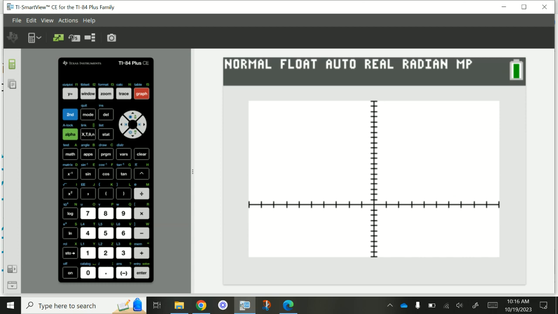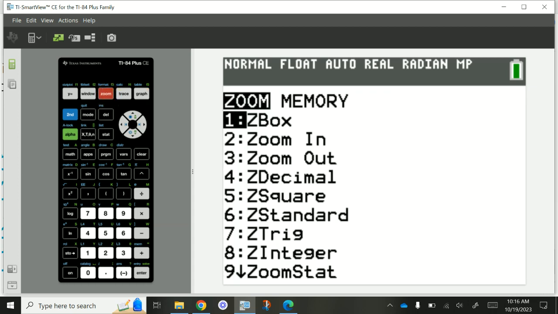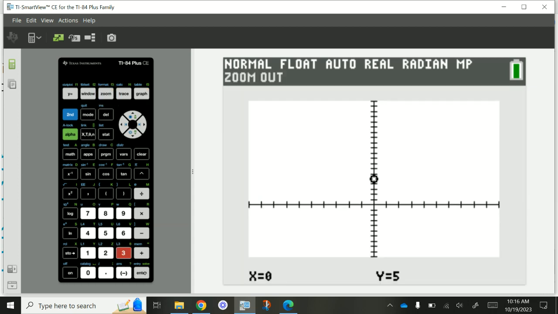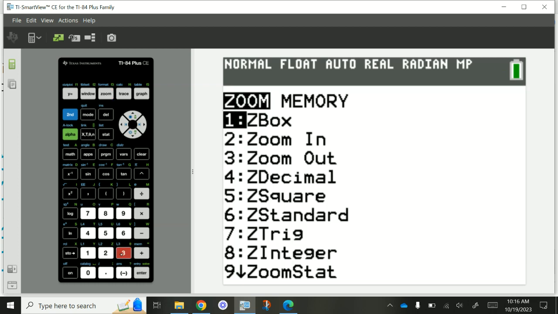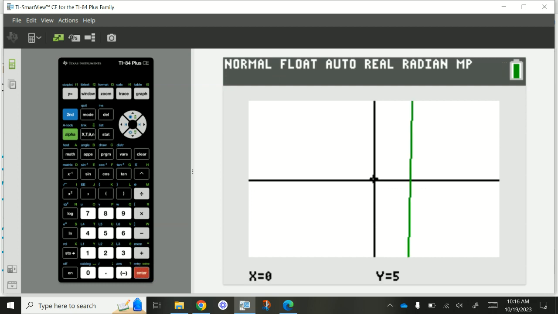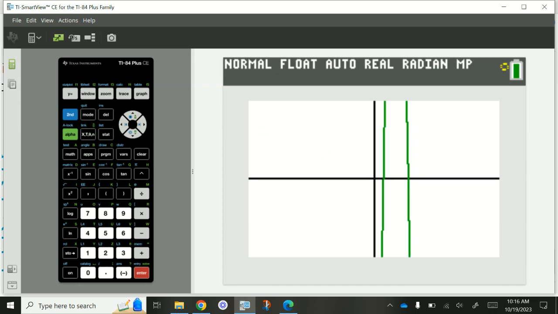All right, go to our graph. What's going to be the issue? You already know it. We're not going to be able to see it, right? So we got to zoom out. Zoom out is 3. Push enter. That's not going to help me either. Do it again. Zoom out. Enter. Oh, we're getting somewhere. Zoom out. We're just going to keep doing it until I see it. Okay, there we go.